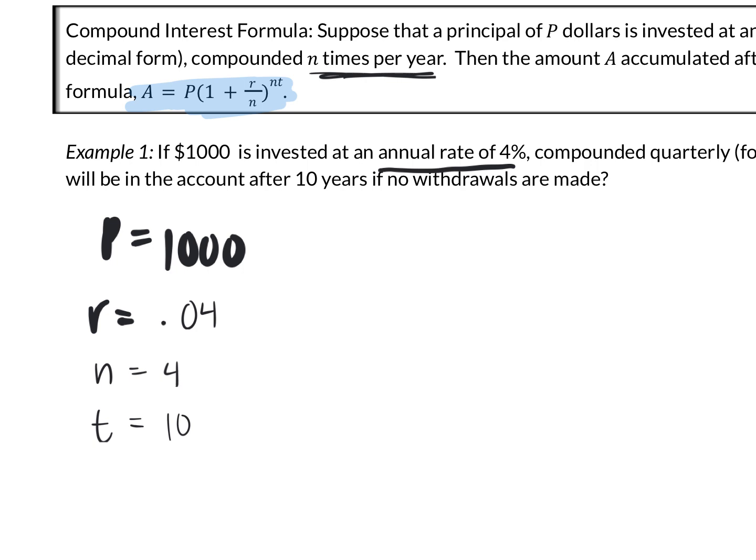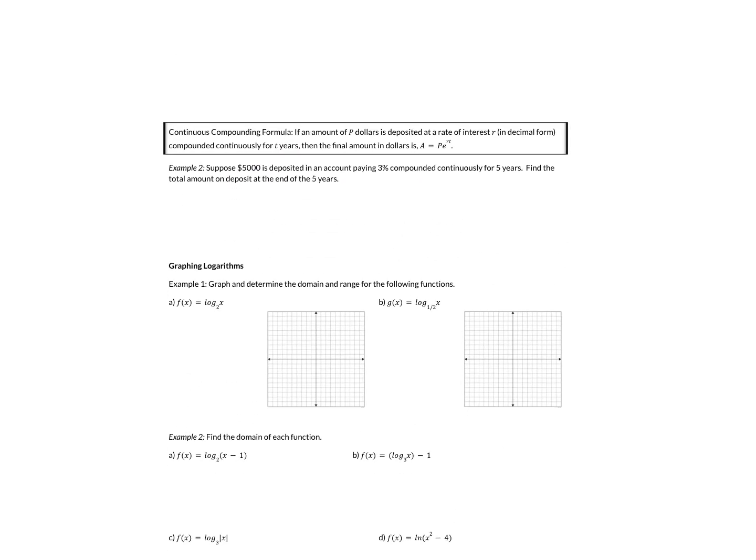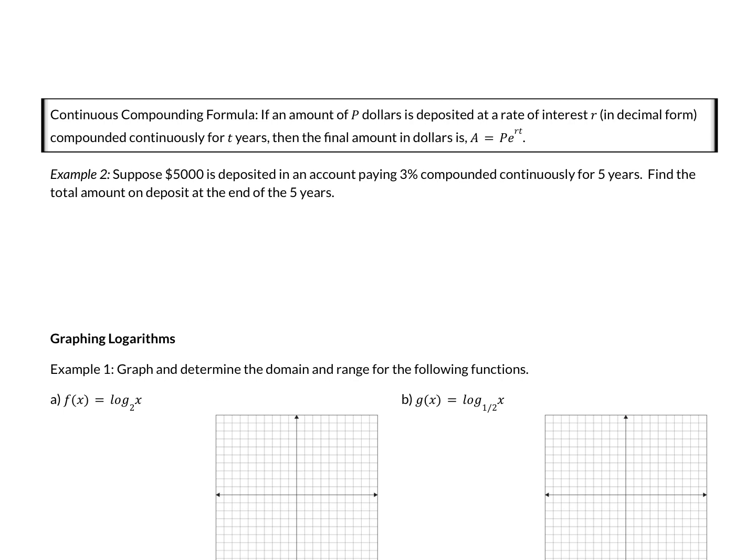Now, I want us to plug all of this into the calculator at the same time. So you're plugging in 1,000 times 1 plus 0.04 divided by 4 raised to the power of 4 times 10, or 40. So everyone try plugging this into the calculator right now. Remember, if you wanted to make a fraction, you hit alpha y equals, right? And to get your exponents, use the little caret button. So try that out. We should all be getting 1,488.86, okay?